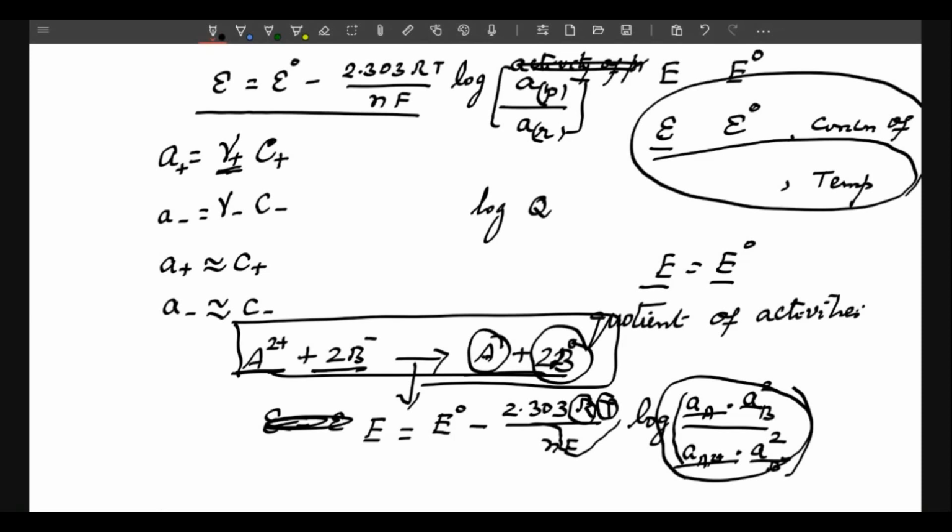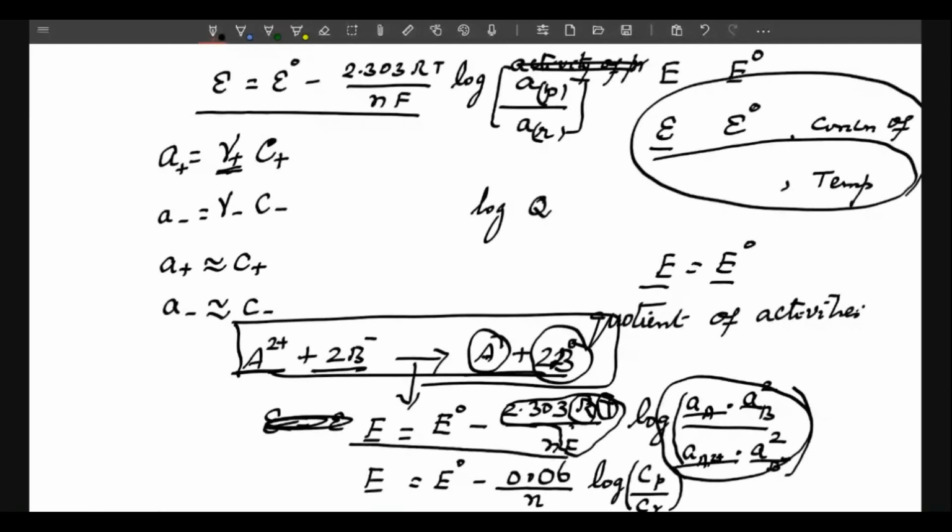Therefore, this is reduced to E naught minus 0.059, or for our purpose I will take it as this, into log of the concentration of the products by the concentration of the reactants. Therefore, we are going to use finally this form only. We are simplifying this, keeping it in mind to work out the problems.